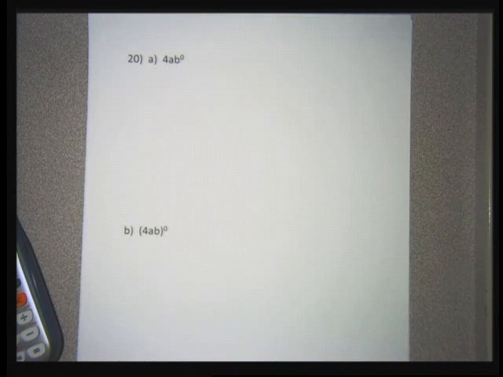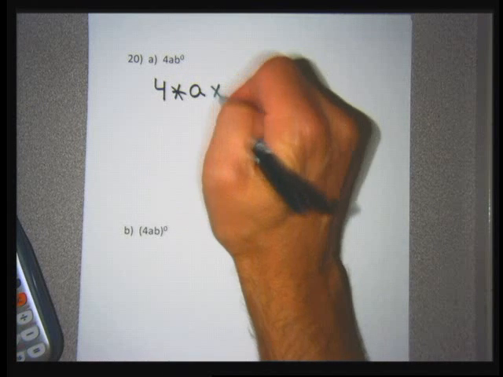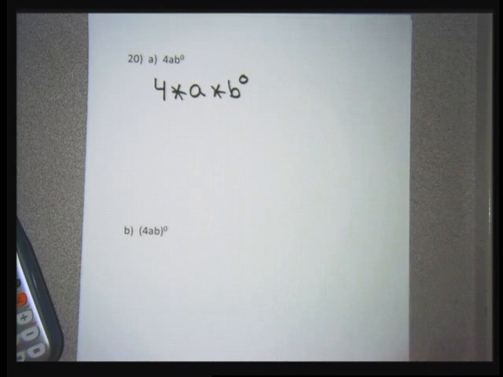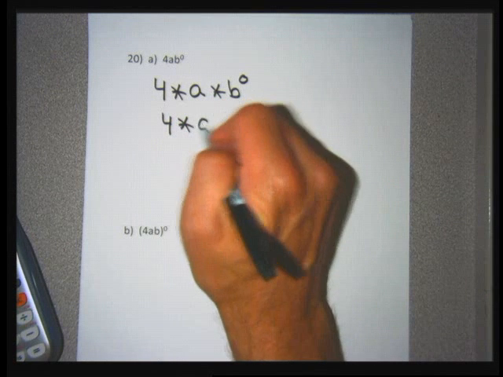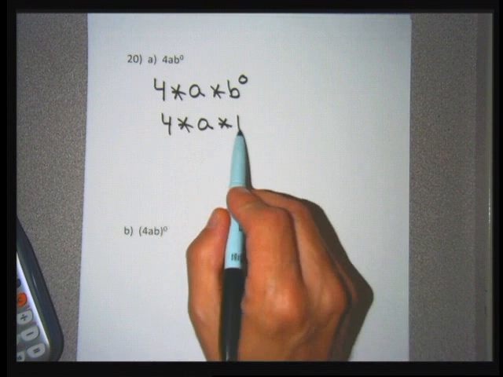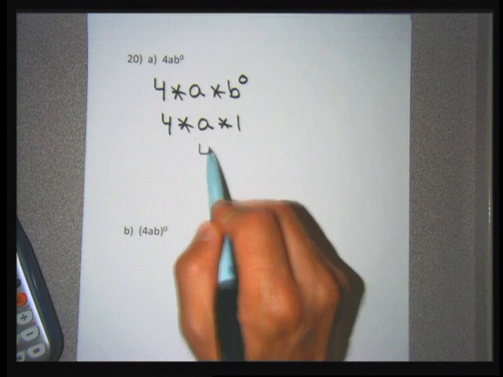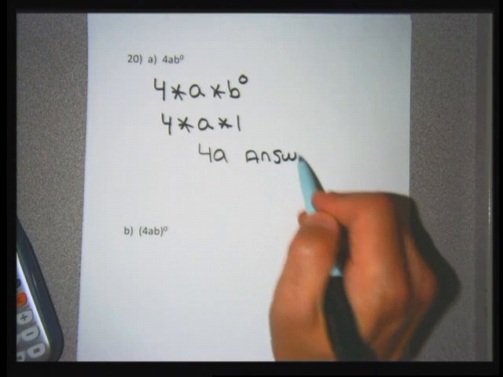20 is kind of hammering on this trick and making the problem a little bit harder. I think of this as 4 times a times b to the 0, and the only thing that's being raised to the 0 power is the b. So this is really 4 times a times 1, because the b to the 0 is the only thing that turns to 1. And here I multiply the 4 and the 1 and get a 4, and I leave the a. So the answer to 20A is going to be 4a.